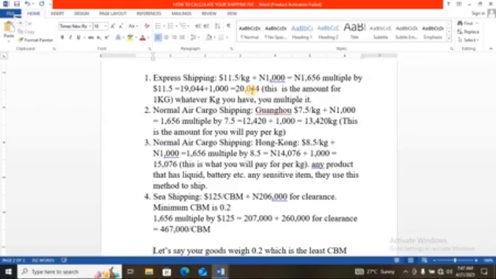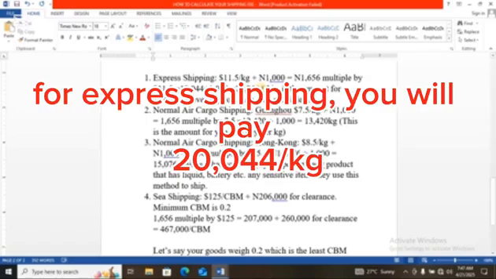Now your clearance fee. But what I always advise people is to add the whole calculation so that you know how much you are paying per kg. So after multiplying your exchange rate with the shipping charges per kg, we got 19,044 plus 1,000 naira, it gives you 20,044. This is the amount you are going to pay per kg.